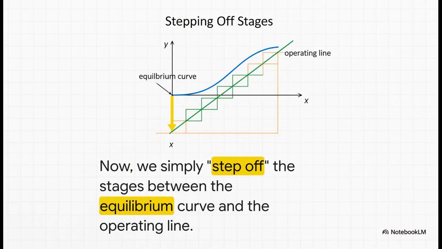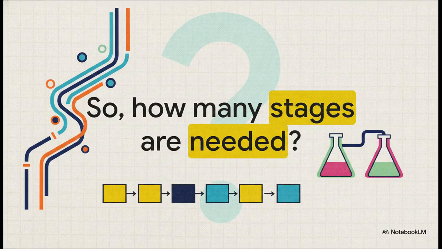And now for the most satisfying part, honestly. We start at the top of our green operating line, we draw a horizontal line over to the blue equilibrium curve, and then we go straight down back to the operating line. That's one stage. And we just keep doing that, over and down, drawing these steps all the way down the graph. So after we've drawn all the steps it takes to get from our starting point all the way down to our target endpoint, the big question is, how many steps did we actually have to take?